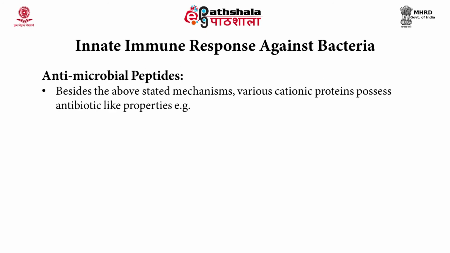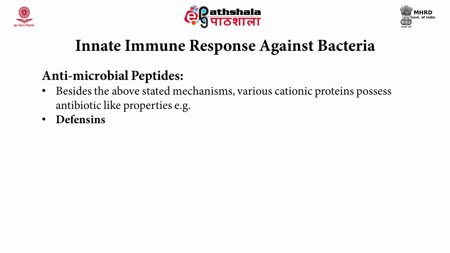Yet another mechanism is the production of antimicrobial peptides. Besides all the above stated mechanisms, various cationic proteins possess antibiotic-like properties, for example, the defensins. The phagocytic cells such as neutrophils contain antimicrobial peptides called defensins. These defensins are 30 to 33 amino acids long with cysteine and arginine rich cationic peptide moieties. They help in lysis of bacteria by integrating within their lipid membranes and disrupting their cellular integrity.